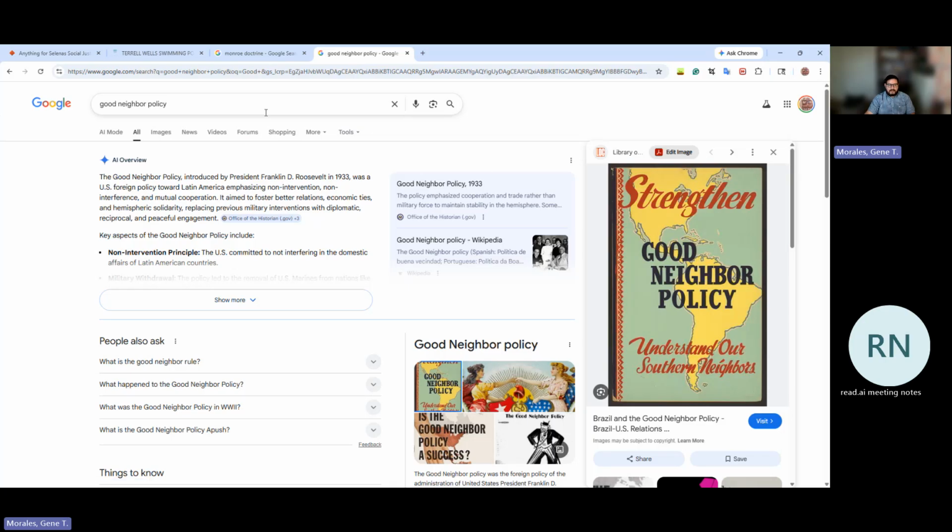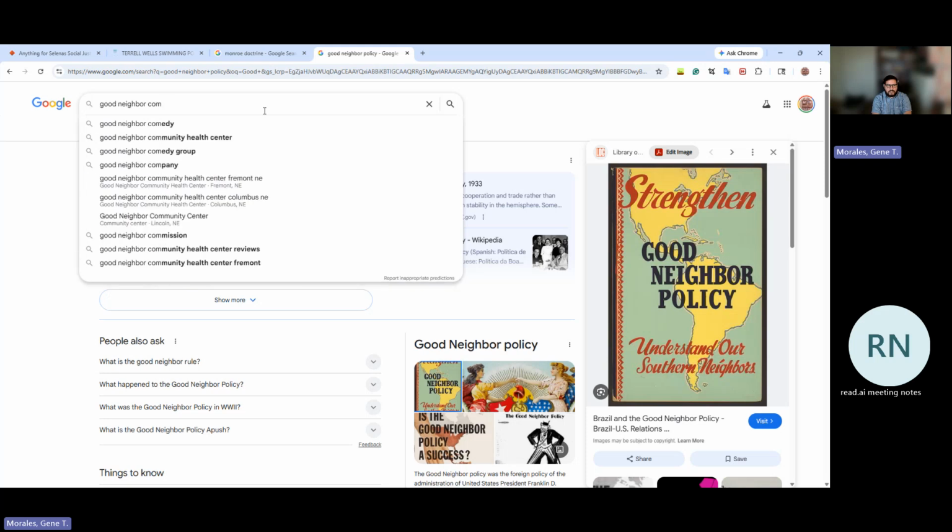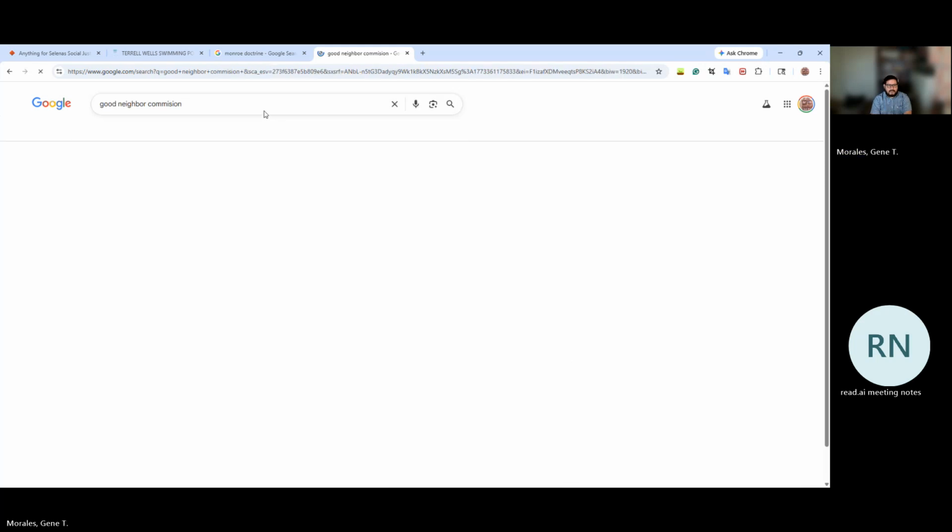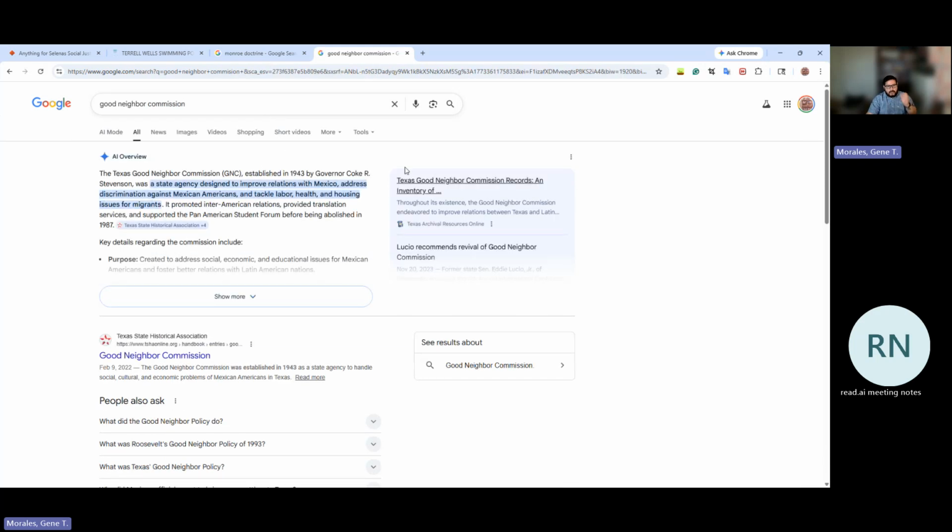And so, even in the United States, we start seeing that the Good Neighbor policy is going to not only influence what's happening across in these Latin American countries, but it's also going to influence some of these states and enters this Good Neighbor Commission in Texas. Sorry about that. The Good Neighbor Commission in Texas, right?